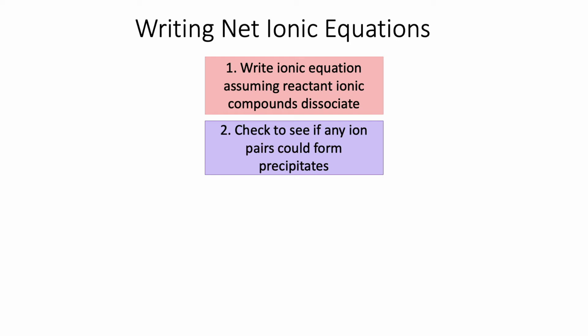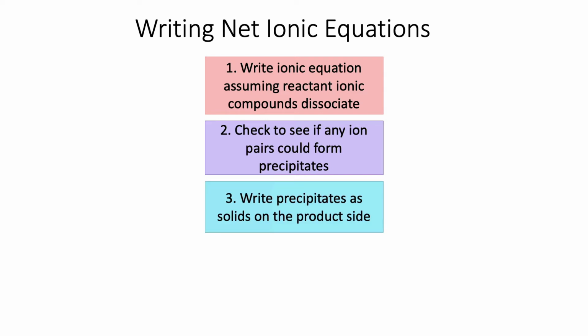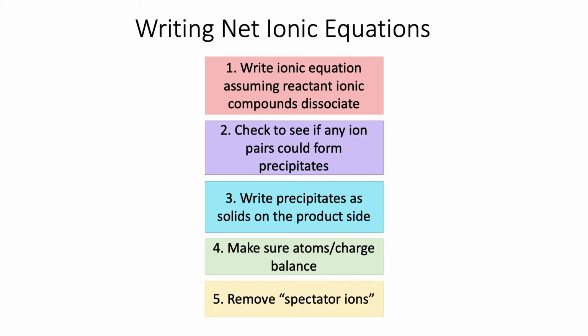Once you do that, you're going to check the ions in solution and see if there's a cation and anion pair that could combine to form a precipitate. So that's where you're going to check your solubility guidelines. When you find a pair that precipitates out, you're going to write that precipitate as a solid on the product side. And then whatever's left is going to stay in solution as aqueous ions. At this point, you need to double check that your atoms and charges balance. And then finally, we're going to remove what we call a spectator ion. Now, what in the world is a spectator ion?